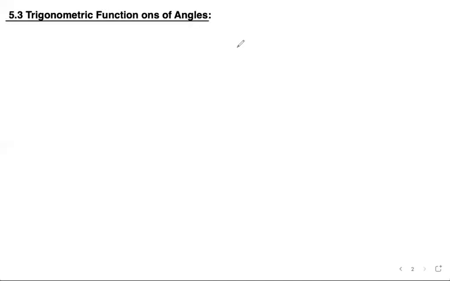First of all, let me graph the angles. So if I have the Cartesian plane like this, let me write it here. This is my Cartesian plane.